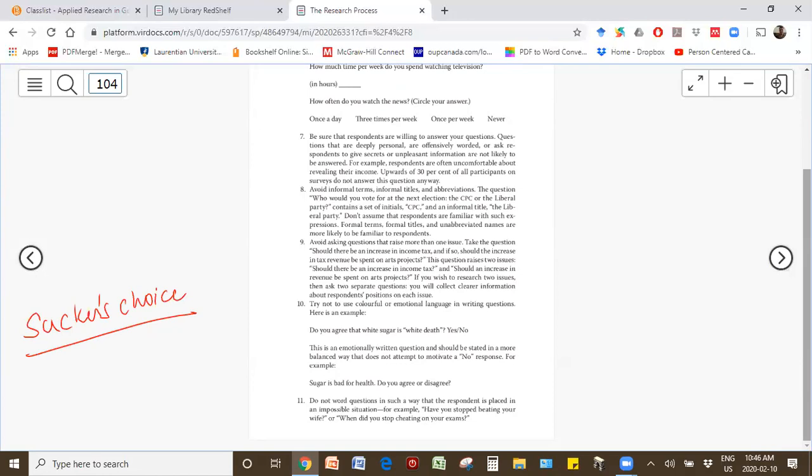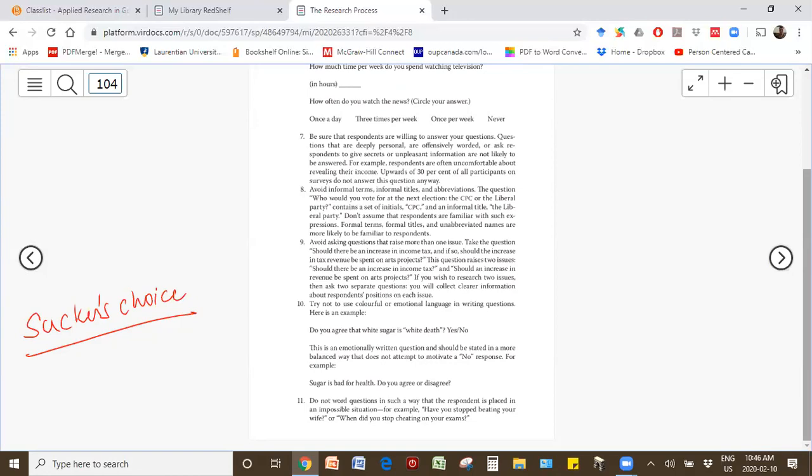The example I think you have in your textbook is, should there be an increase in income tax? And if so, should the increase in tax revenue be spent on art projects? Well, this is not a sucker's choice kind of question, but you have two different things going on. Should there be an increase in taxes? That's one question. Keep that separate. Should the money raised through increased taxes go towards art projects? That's a separate question. So keep them as separate questions.